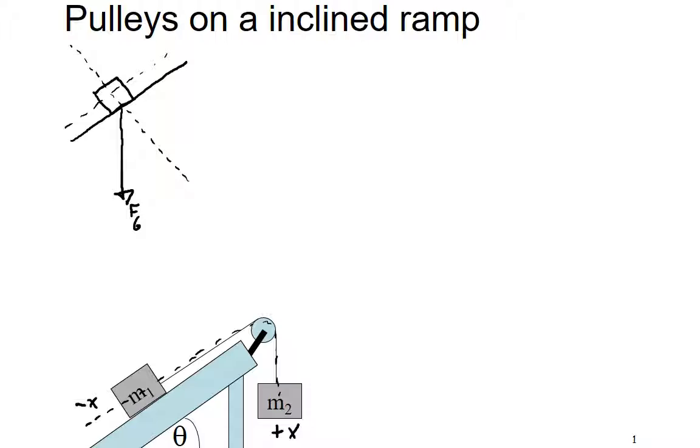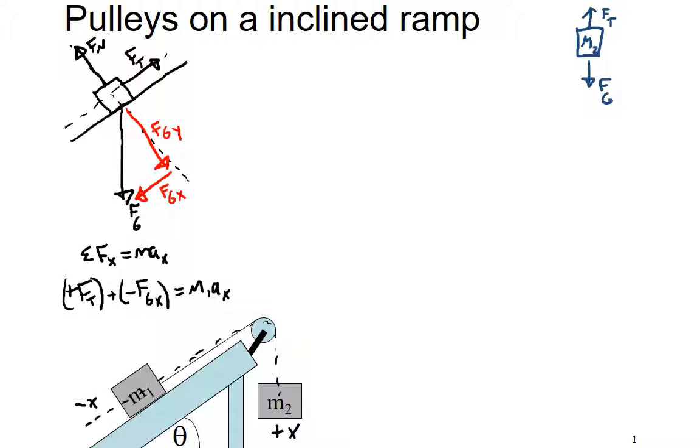It's actually on an incline, so we have the force of gravity straight down. We have the normal force going straight up, force of tension going up the ramp, and then force of gravity in the x acting against us. Force of gravity in the y is equal and opposite to the normal force. For mass 2, it's the same as before, force of tension up, force of gravity down. We set up the sum of the forces in the x here along our x-axis right here.